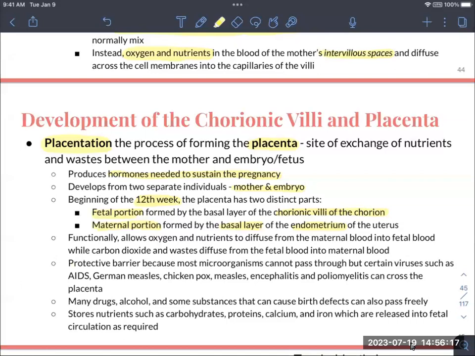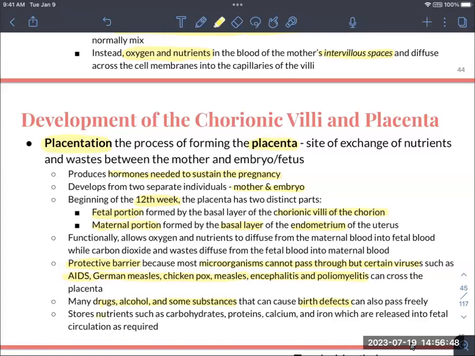The placenta, for the most part, is a protective barrier because these different microorganisms can't really pass through. There are viruses like AIDS, German measles, chickenpox, measles, encephalitis, and poliomyelitis that can cross through that placenta. Drugs, alcohol, some substances can also cross through, and it can cause birth defects.